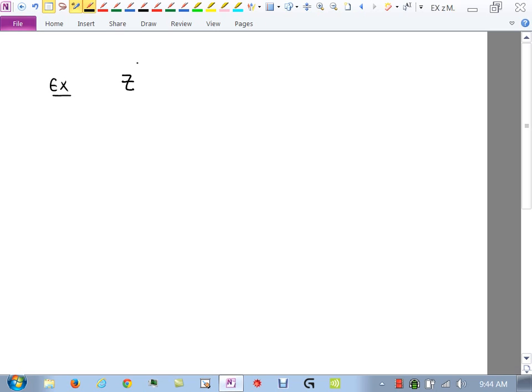What would z to the 10th over z to the third be? Z to the 7th. Now you don't have to write 10 minus 3. I'm just going to write it so you know where I got this. Z to the 7th. And that's it. You can't figure out what z to the 7th is, right? Because you don't know what z is? Yes.